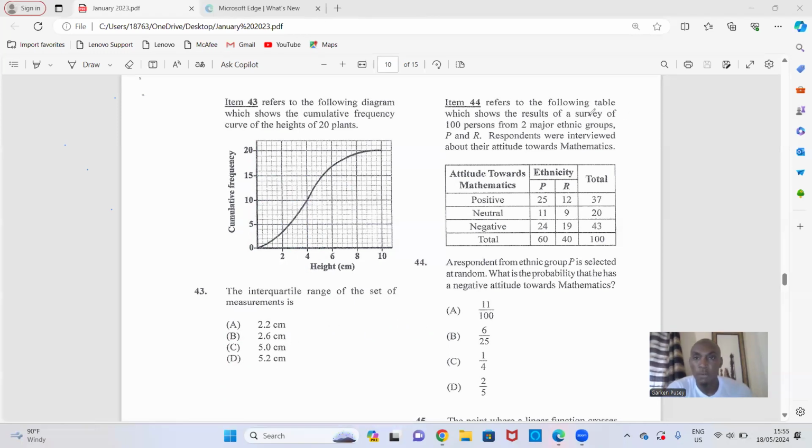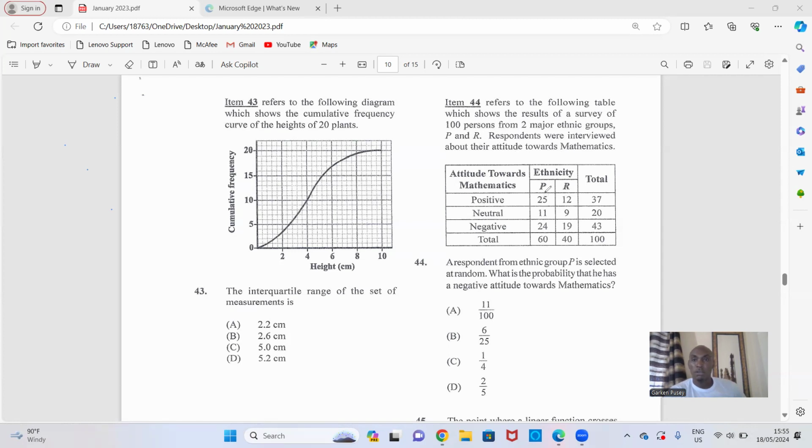Now, item 44 refers to the following table, which shows the result of a survey of 100 persons from 2 major ethnic groups. So the total number of people is 100. The 2 groups are P and R. Respondents were interviewed about their attitude towards mathematics. Wow. So let's just see what the table is saying.